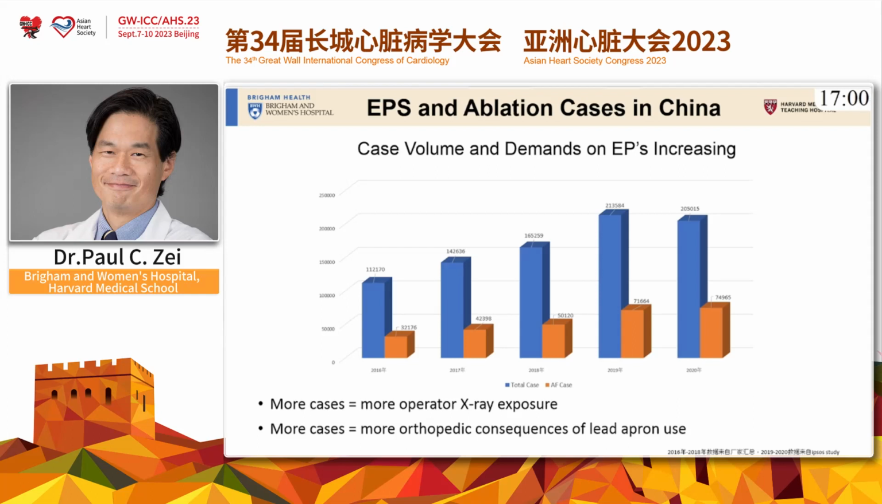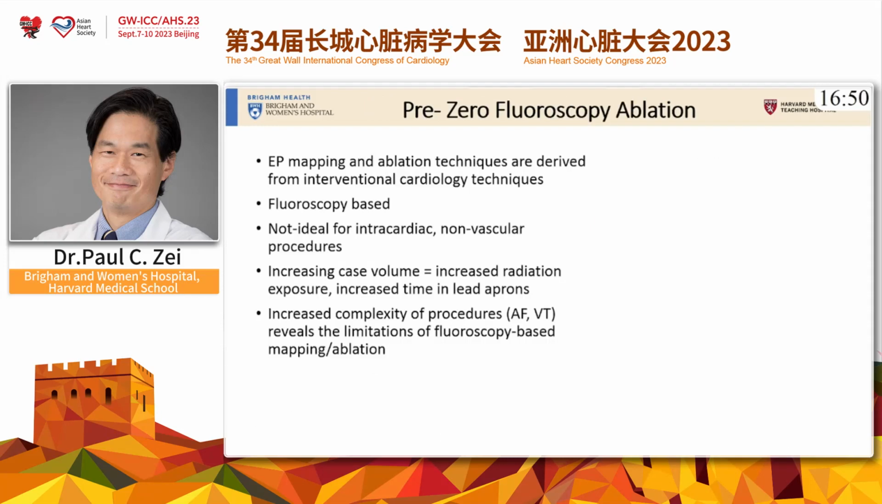But here's the problem, as I've highlighted at the bottom. More cases will eventually mean more operator X-ray exposure and more orthopedic consequences of lead apron use. Before we talk about this concept of ablation without fluoroscopy, I would say zero fluoroscopy ablation, mapping techniques and ablation techniques are all derived from the interventional cardiology space. These are, of course, fluoroscopy-based, but not ideally designed for the intracardiac, non-vascular anatomy that we're treating in the intracardiac and sometimes epicardial space.